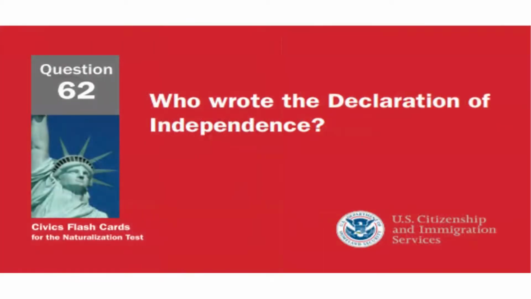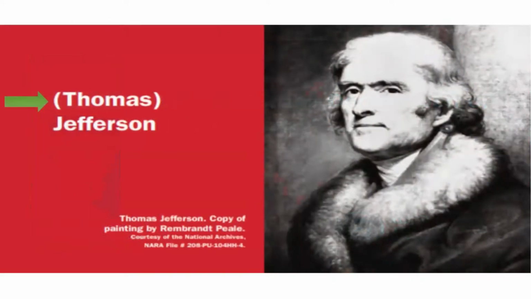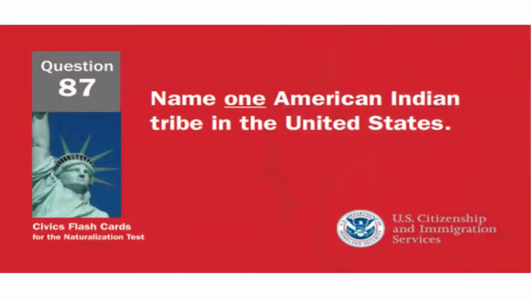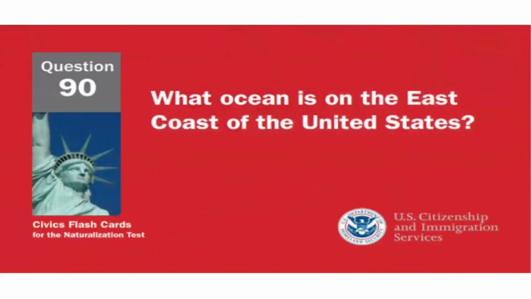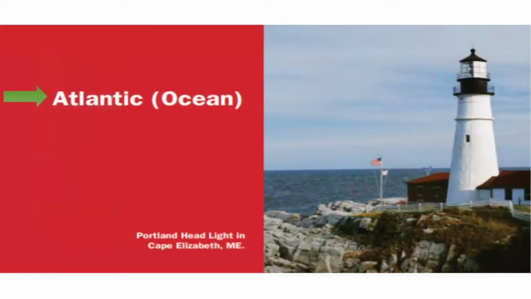Who wrote the Declaration of Independence? Thomas Jefferson wrote the Declaration of Independence. Name one American Indian tribe in the United States. Cherokee. What ocean is on the east coast of the United States? The Atlantic Ocean is on the east coast of the United States.